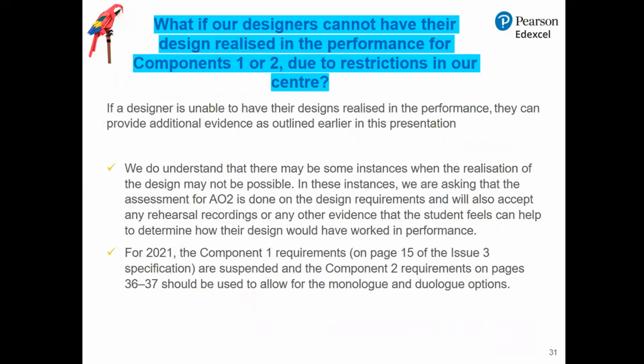What if our designers cannot have their design realised in the performance for component 1 or 2 due to the restrictions in our centre? If a designer is unable to have their designs realised in the performance, they can provide additional evidence as outlined earlier in this presentation. We do understand that there may be some instances when the realisation of the design may not be possible. In these instances, we are asking that the assessment for AO2 is done on the design requirements, and we will also accept any rehearsal recordings or any other evidence that the student feels can help to determine how their design would have worked in performance.